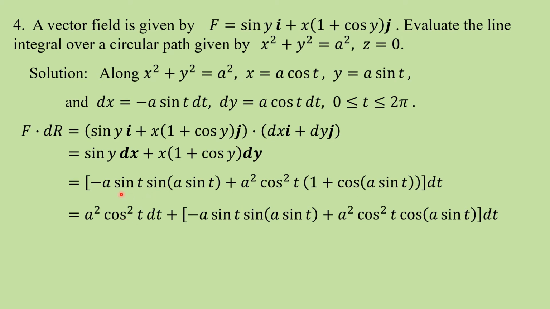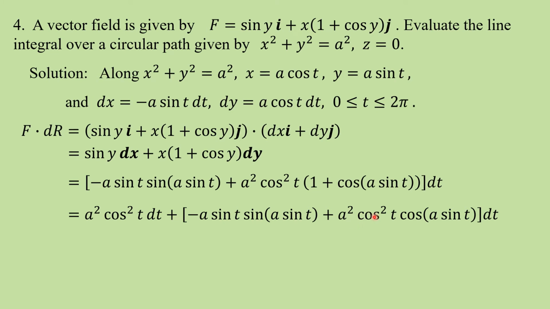The leftover terms are minus a sin t sin of a sin t plus a square cos square t into cos of a sin t dt. See, if I observe this second and third term together, this is a direct derivative of a product of two terms, among which one is sine of a sine t. If I take that as one term, its derivative is cos of a sine t into the inner term's derivative, a cos t, which I already have here. The other extra factor is a cos t.